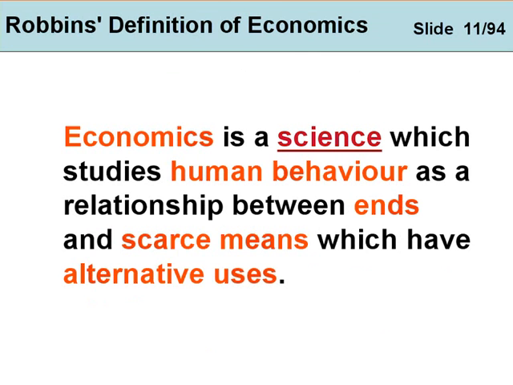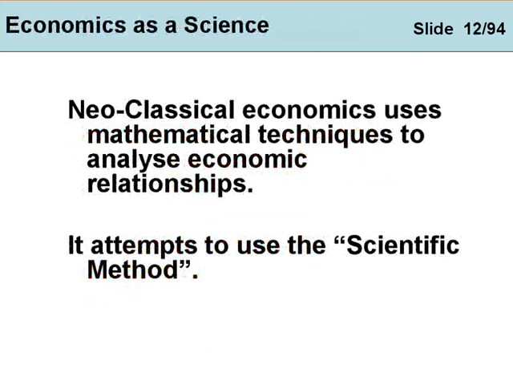First of all, the type of economics that we deal with is called neoclassical economics. This is the type of economics that's taught at most universities throughout the world. Neoclassical economics uses mathematical techniques to analyze economic relationships. So we try to cast the economic problem, the economic relationship, into mathematics. We apply mathematical techniques, which gives us a solution, and we can then use this to make predictions about the future or whatever we're attempting to do. So we attempt to use what's known as the scientific method.